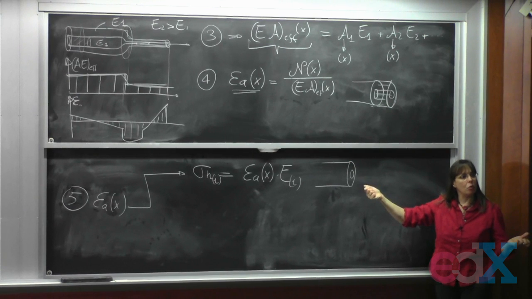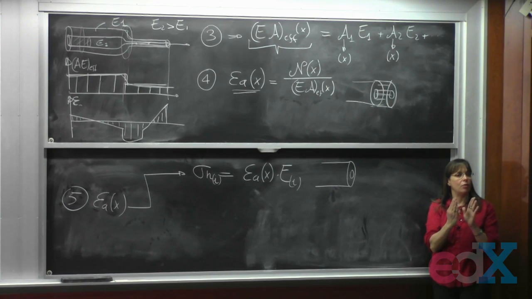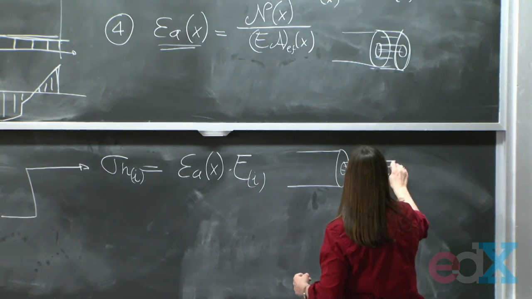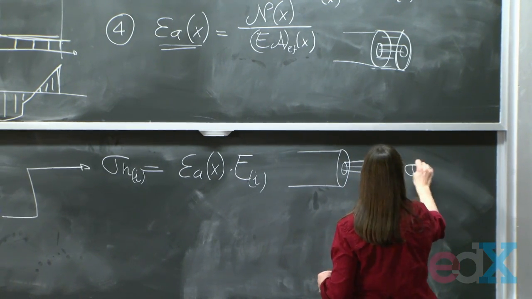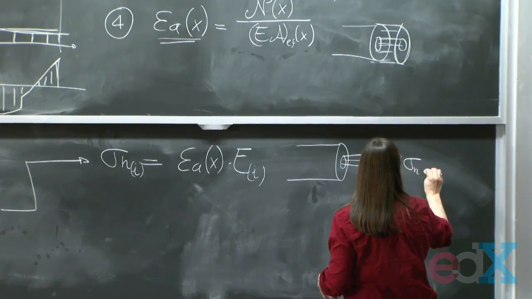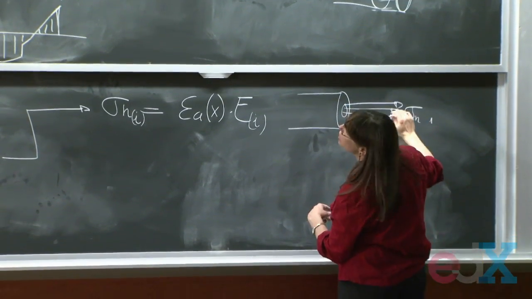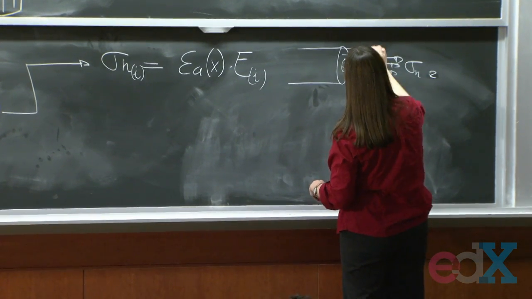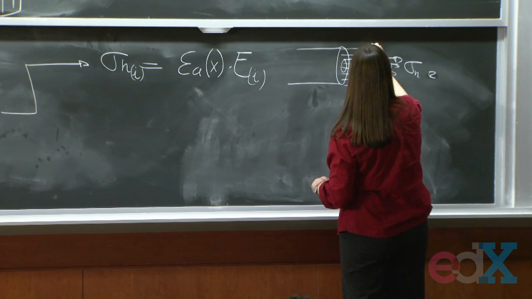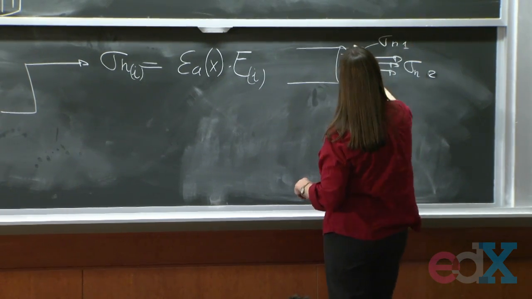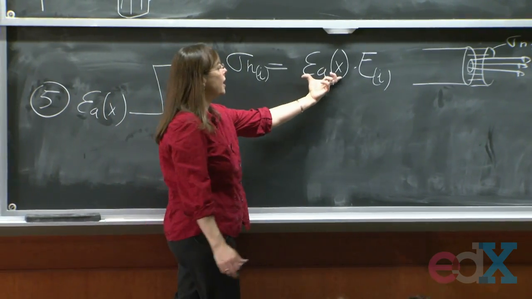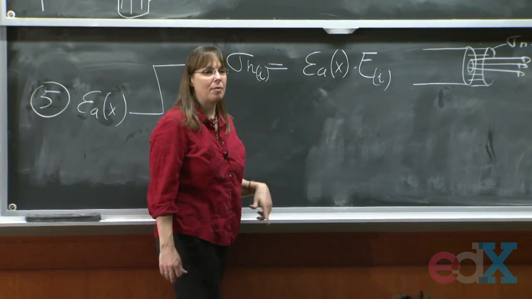Who's going to be stressed more? I deform them the same amount. The core is stiffer. The core. So the core, if I plot the stress out, the core is going to have this big sigma n2, and instead the sigma n1 is going to be small. How do I get it? I get the strain at x and multiply by the respective moduli.